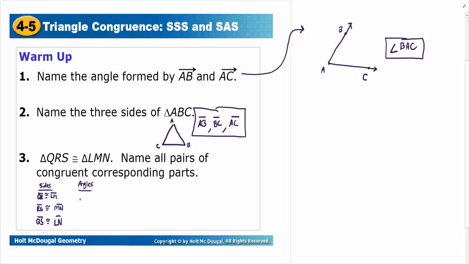Your angles are, again, just angle Q, which is congruent to angle L, angle R, which is congruent to angle M, and angle S, which is congruent to angle N. So those are your congruent sides, your congruent angles, those are your congruent parts. Okay, so there's your warm-up. So let's talk about how we're going to use all this information in 4.5.